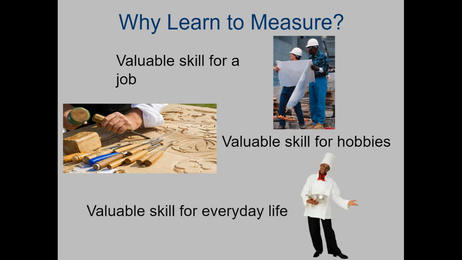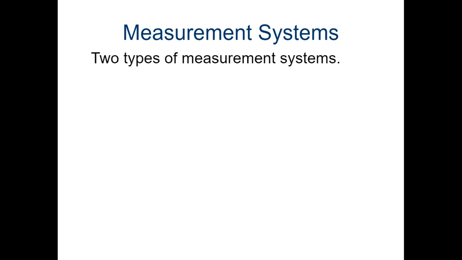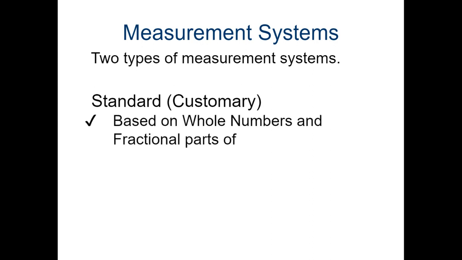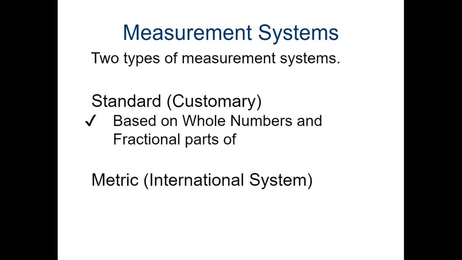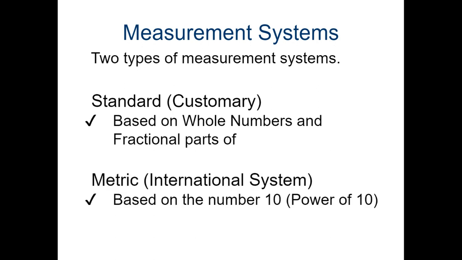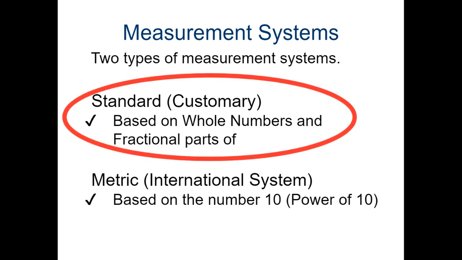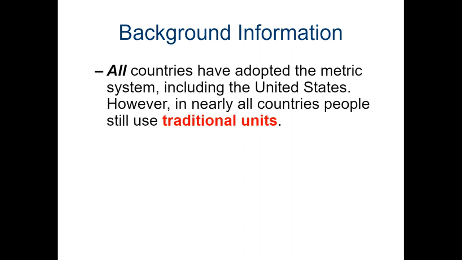So it gives you valuable skills for a job, valuable skills for hobbies, and then valuable skills for everyday life. So measurement systems: here in the United States, there are two types of measurement systems. We have the standard, which is called customary. It's based on whole numbers and fractional parts. And then you have the metric, which is the international system, and that's based on the number 10, power of 10. So this lesson today, we'll be going over the U.S. standard customary measurement system.